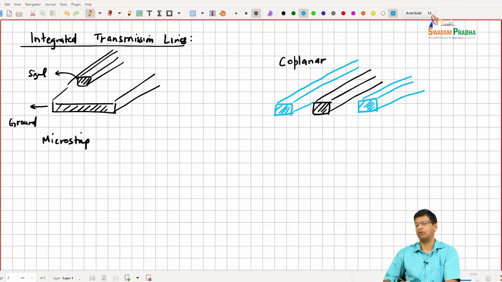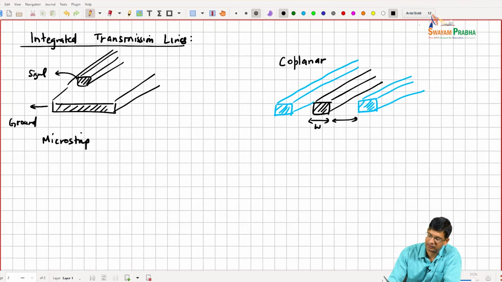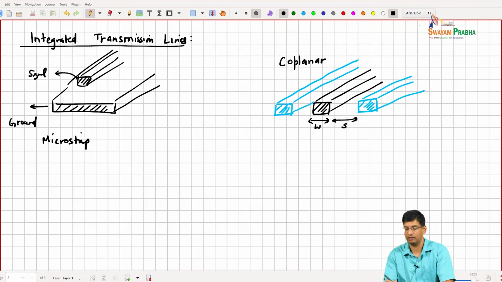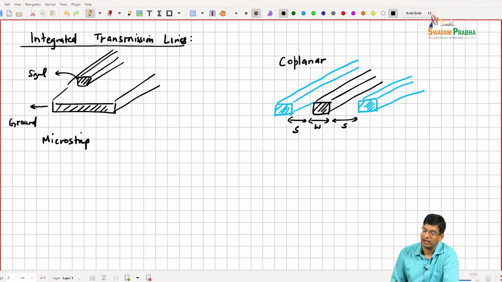Right? So we can implement this on the chip, obviously, by putting the signal and ground layers on the same metal layer. The impedance is controlled by the width of this line and the spacing of this ground to the ground, right? We can also build grounded CPW or CPWG, which is coplanar waveguide, but grounded, right?